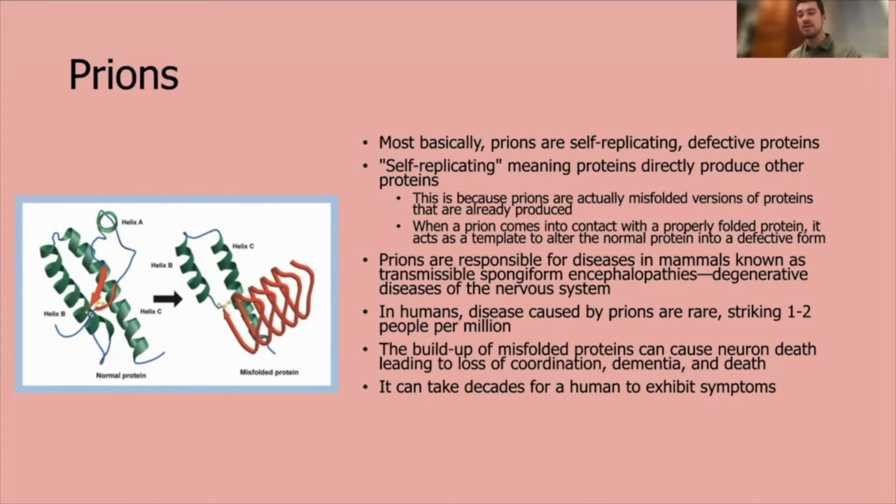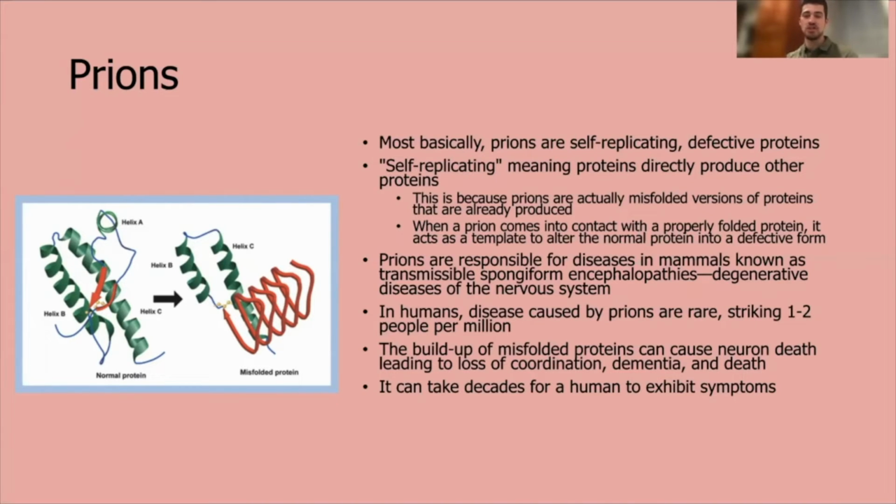Based on any of the forces that we talk about when we discuss protein folding, such as hydrogen bonding, ionic bonding, disulfide bonds, and van der Waals interactions, it induces this properly folded protein into this misfolded form, and it's defective and it's dangerous. Prions are responsible for diseases in mammals known as transmissible spongiform encephalopathies, or TSEs for short.